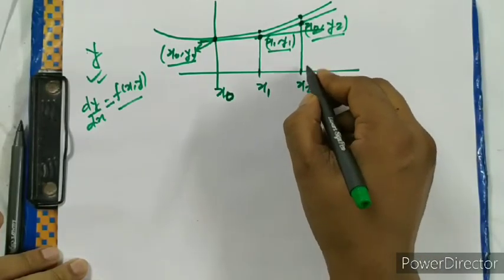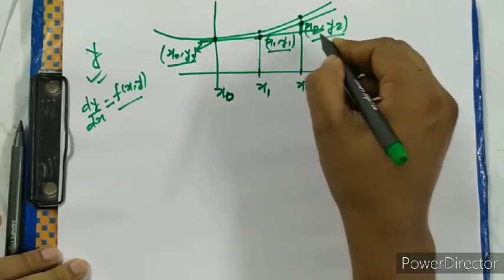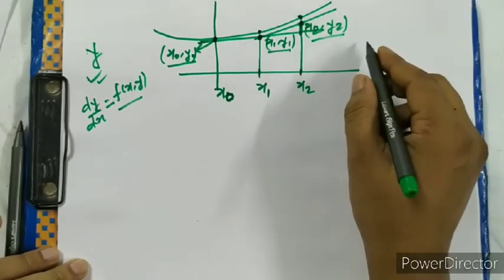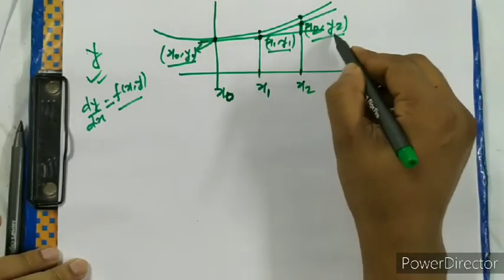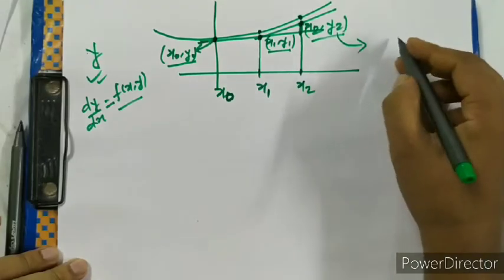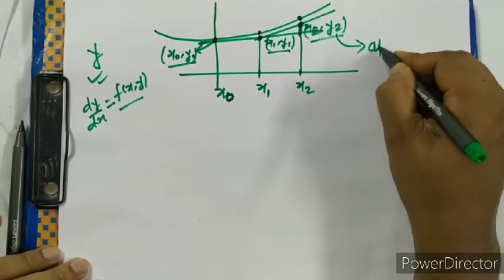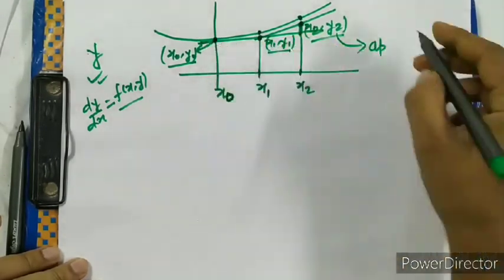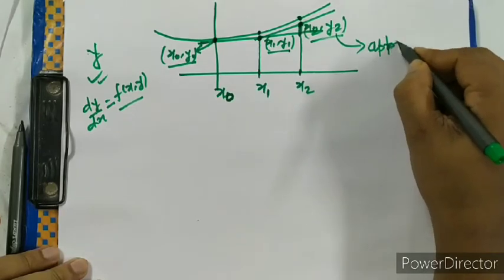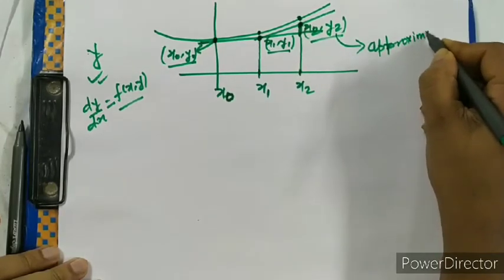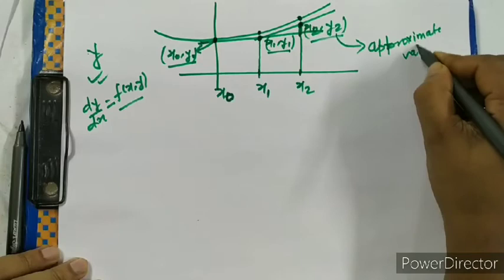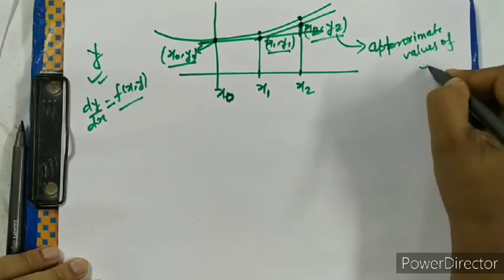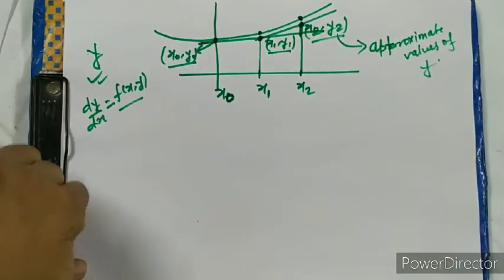Is it clear? Similarly, we can move further. This is the approximate value of y. These are approximate values of y. Is it clear?